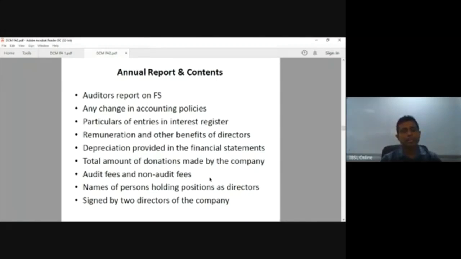Then audit fees and non-audit fees. Those are also separately you have to mention. Audit fees and non-audit fees. Even though the size is small, you have to separately mention those audit fees and non-audit fees. Then names of persons holding the position as directors, right? You have to give their names, their position, their qualifications, the previous work experience, right? Everything has to be mentioned separately under this requirement. An annual report also will have to be signed by two directors of the company.